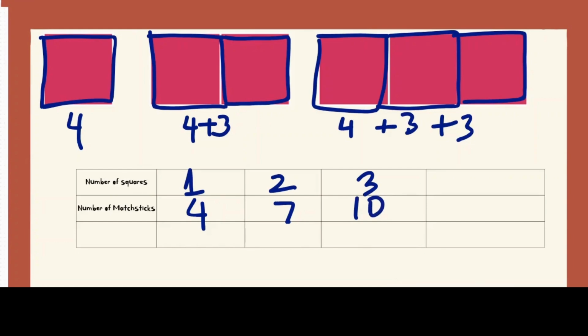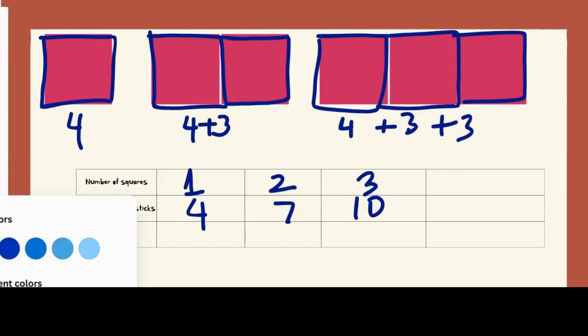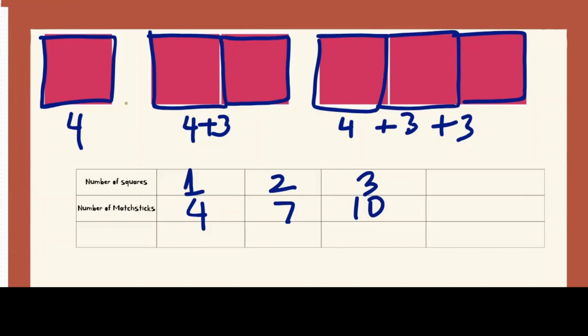Now, is it possible for you to create a pattern? Do you notice that whenever we are creating the squares, the number of matchsticks added is reducing every time? So can we have a direct rule that you multiply by 2 or multiply by 4? No, doesn't seem so. So let us see what we can do in this case.